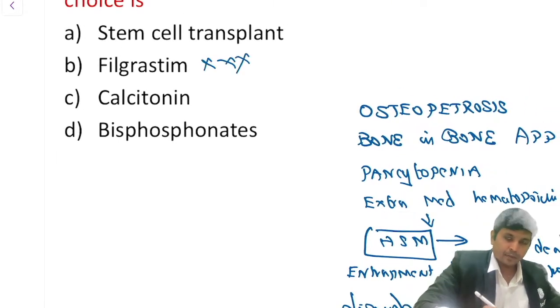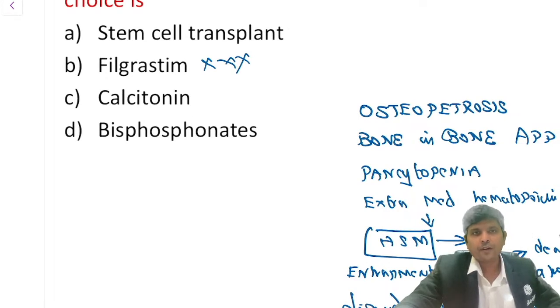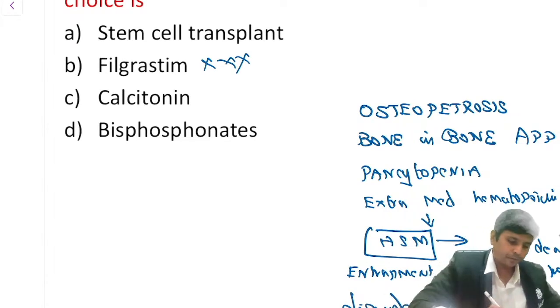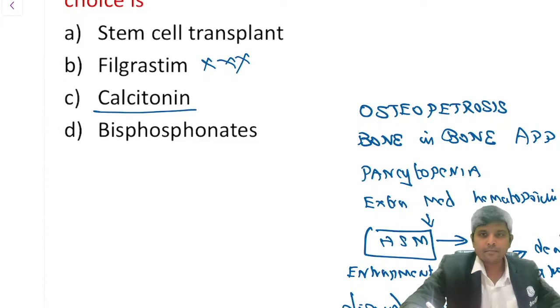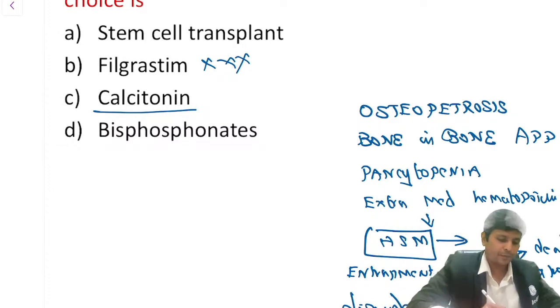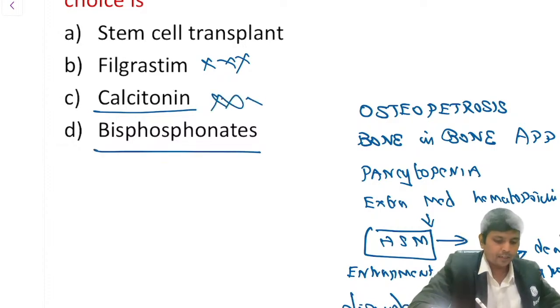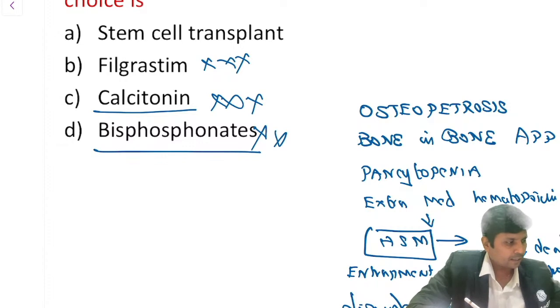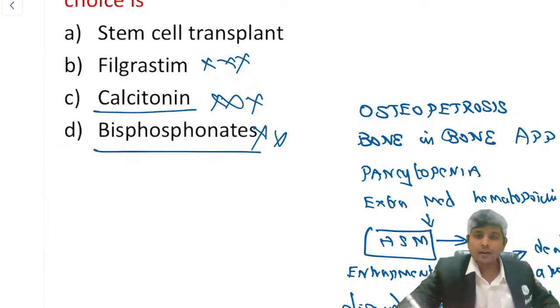Filgrastim. There is no bone marrow, so how will filgrastim work? It won't work. Calcitonin. Again, how will it work? It will not work. The role of calcitonin is to reduce calcium. Bisphosphonate. All these are not the treatment of choice. The treatment of choice is stem cell transplant.